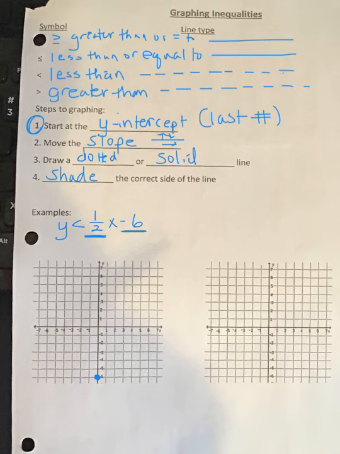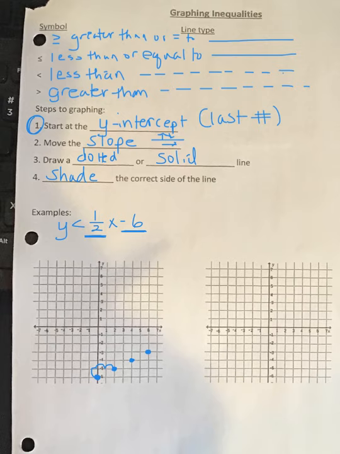And since it's a positive 1, we're going to go up 1. The bottom number is 2, so we're going to do right 2. Draw another dot. We're going to do that a couple times. Up 1, right 2, draw a dot. Up 1, right 2, draw a dot. Okay, so those are our dots that we're going to connect to the line.